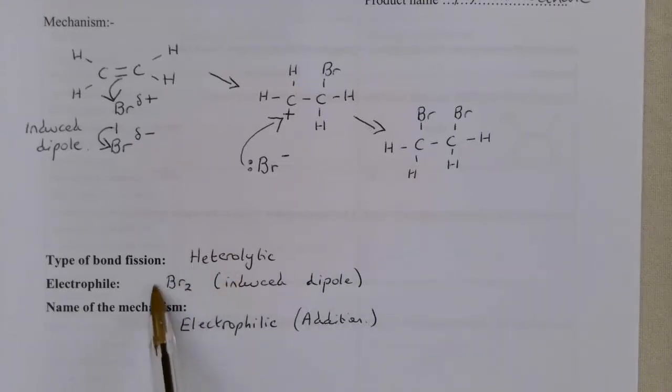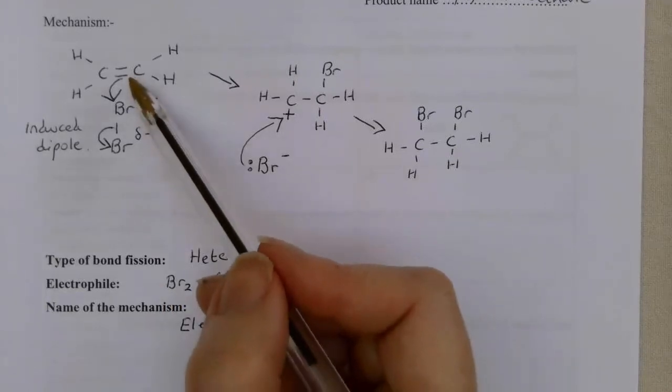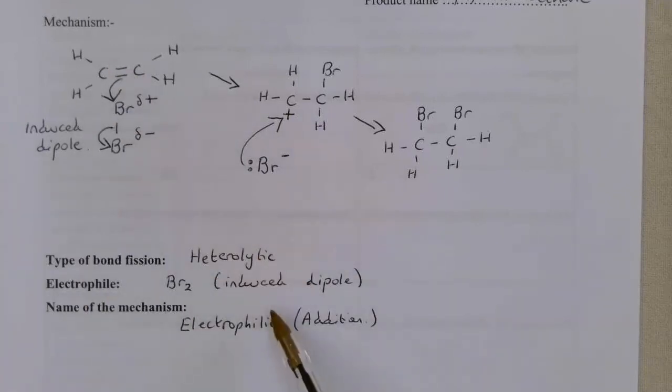The electrophile in this case is the bromine, but to work as an electrophile it has to come close enough to the electron-rich double bond so we can induce a dipole, so as an induced dipole on the bromine molecule. And the name of the mechanism is electrophilic. The type of reaction is addition. So you do need to know the difference between the mechanism, in this case electrophilic, and the type of reaction, which is addition. So that finishes this video just looking at the mechanism of electrophilic addition reactions.